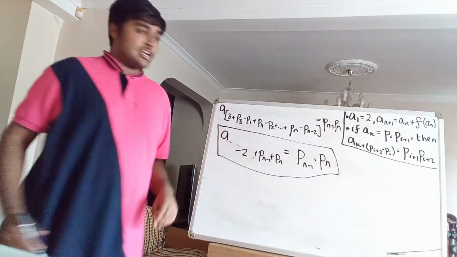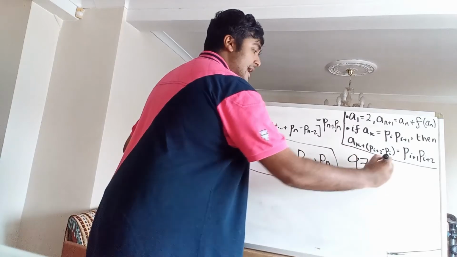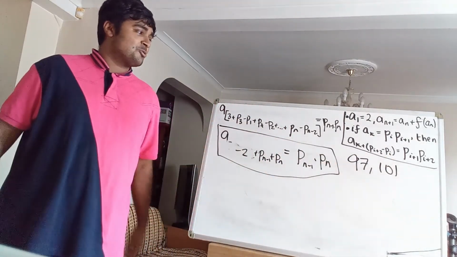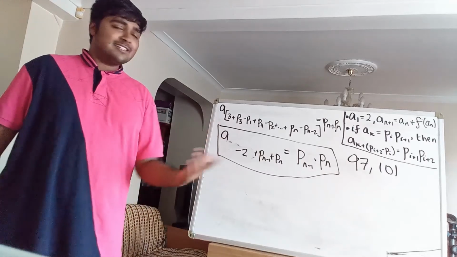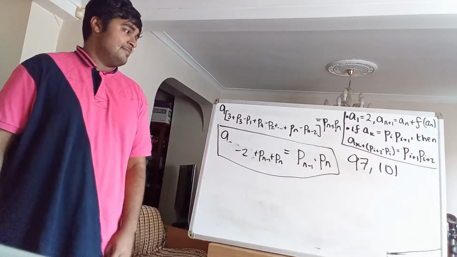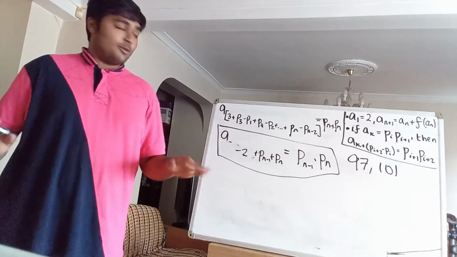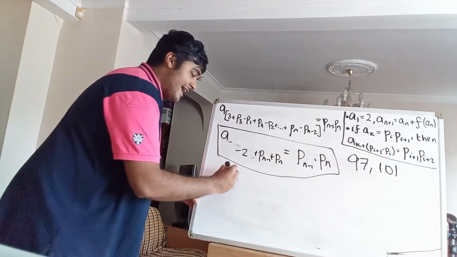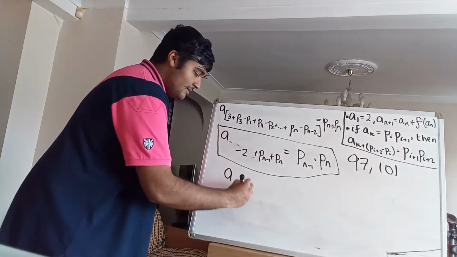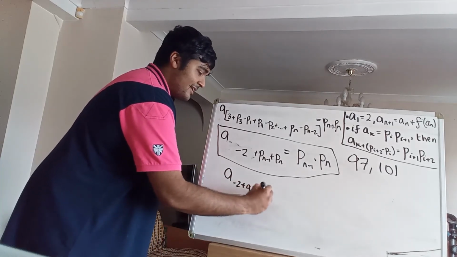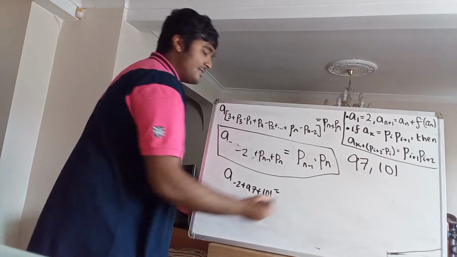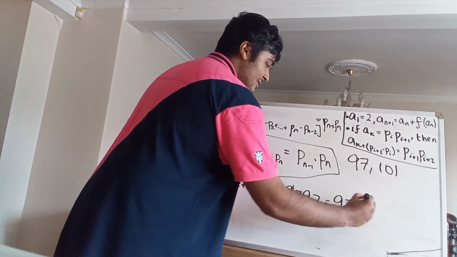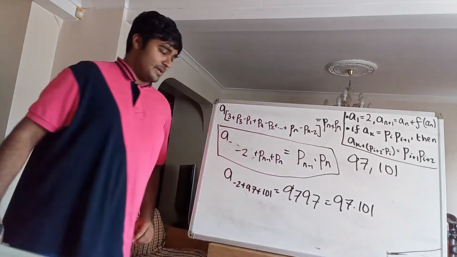that we can use to help us. Now, it's easy to check that 97 and 101 are consecutive primes. They're both prime numbers, and the only potential prime in between would be the odd number 99, which is clearly divisible by 9. So 97 and 101 are both consecutive primes, so we can just plug them into this formula here, and we're going to get A of minus 2 plus 97 plus 101 is equal to 97 times 101, which is 9797, but I'm also just going to keep it as 97 times 101 for now as well.